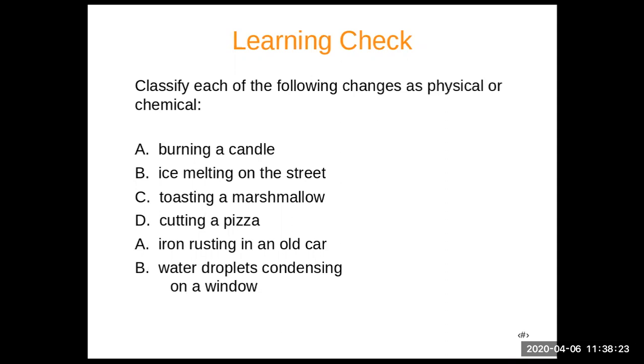Cutting a pizza, making slices of pizza, is a physical change, right? You're not changing the pizza into something else, you're just cutting it into smaller pieces.